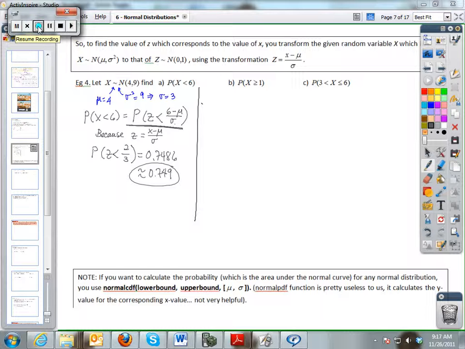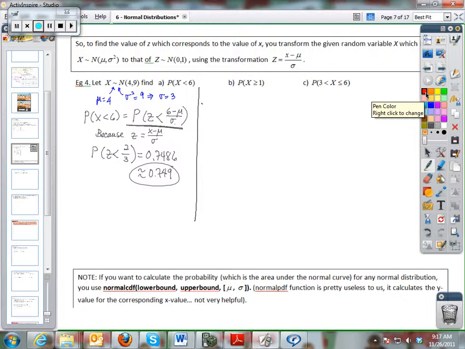Okay, so in class we did part of part A. I'm going to just recap that a little bit. So we had a standard normal distribution with a mean of 0 and a standard deviation of 1. Here in example 4 from your worksheet, we have a mean of 4 that's given in this statement right here, and a variance is 9, so that means that your standard deviation is 3.